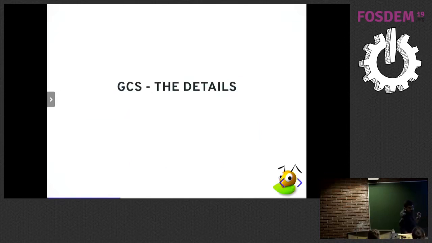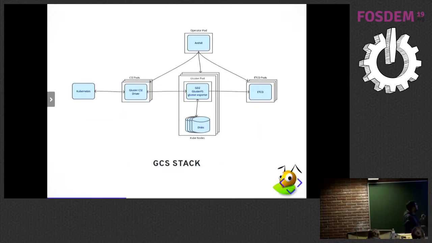Let's get into GCS itself. GCS looks like this right now. There are a few components. We have Kubernetes, which we don't need to worry about. We have Anthill, a Kubernetes operator, as I mentioned, that is going to deploy and manage the rest of these things. In addition to Anthill, we have the CSI driver, which is going to be the point of interaction with Kubernetes for us. Kubernetes talks to the Gluster CSI driver, and the Gluster CSI driver will then talk to the Gluster pods.